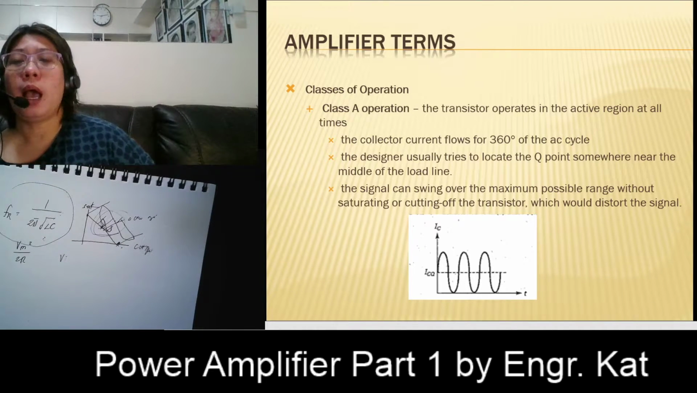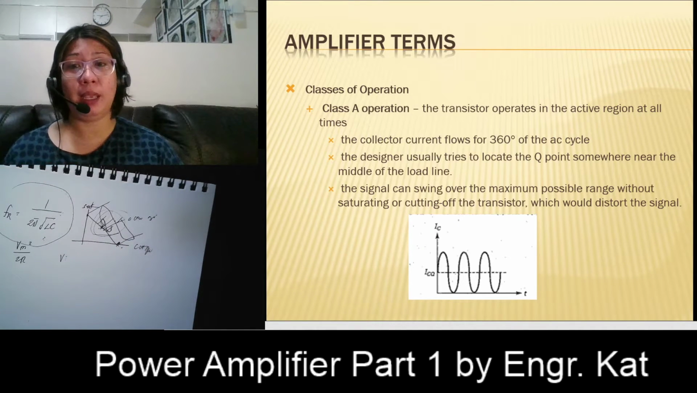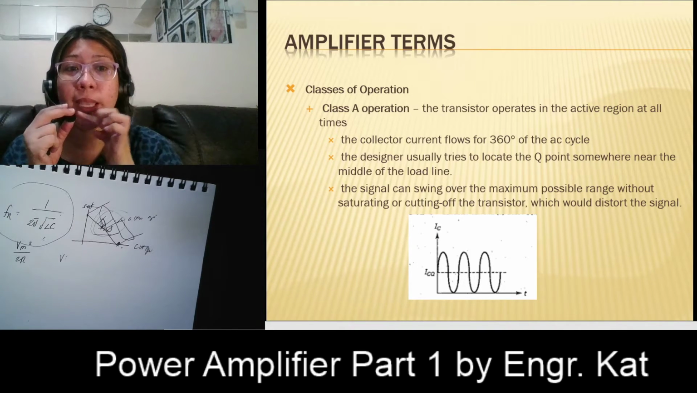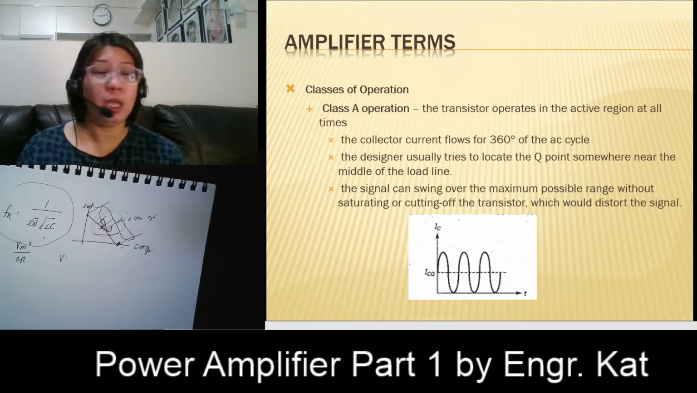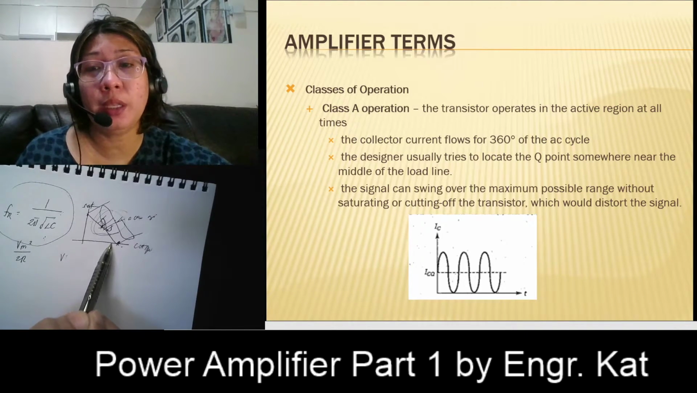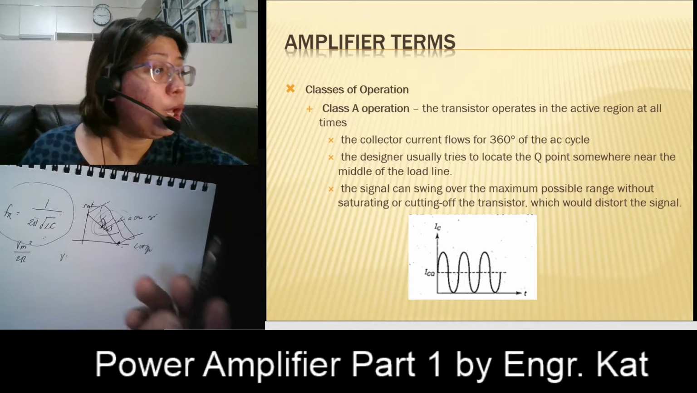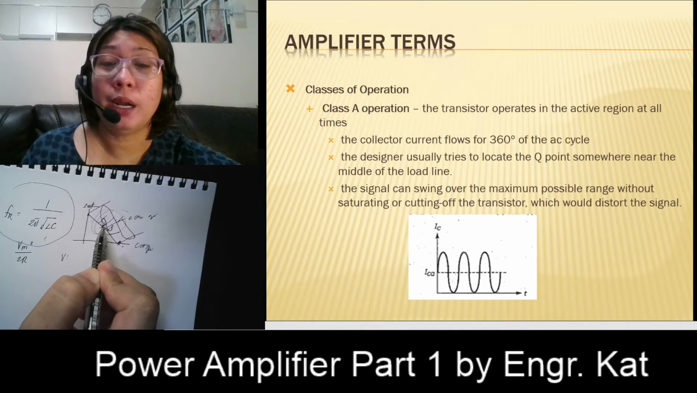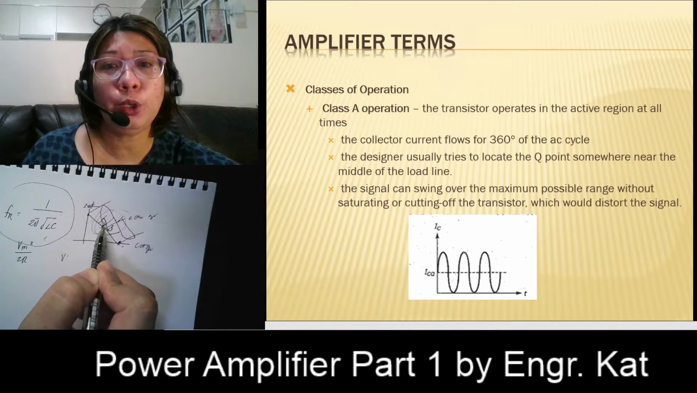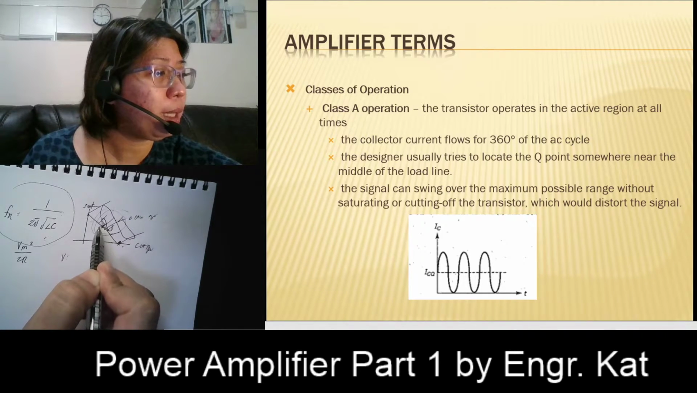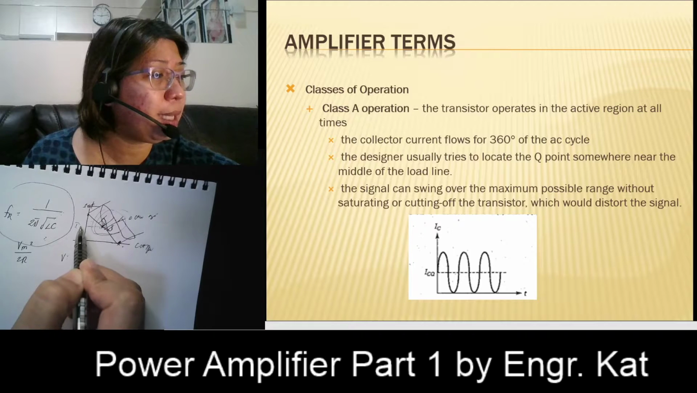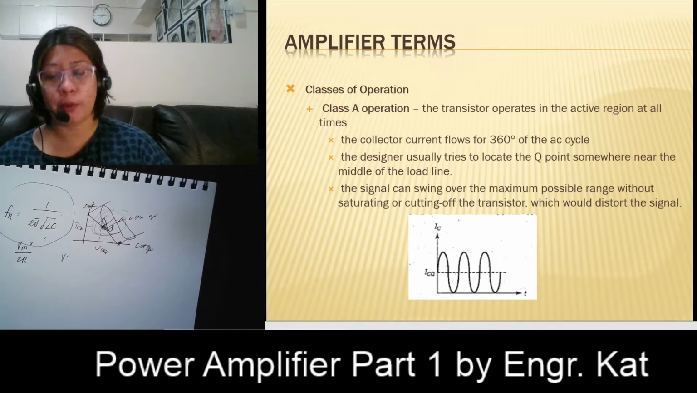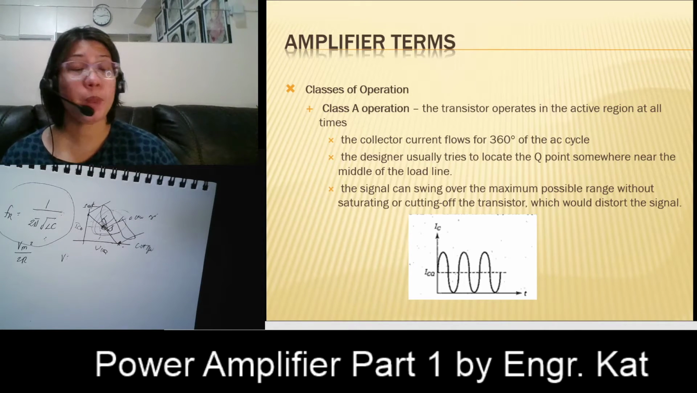So how are we assured that we have a class A operation? The designer usually tries to locate the Q point somewhere near the middle of the load line. So this is our load line. If you are the designer for a class A operation, you have to make sure that your Q point is at this point. So we have to place your ICQ here and your VCEQ here, so that we place our Q point at the center of your load line.